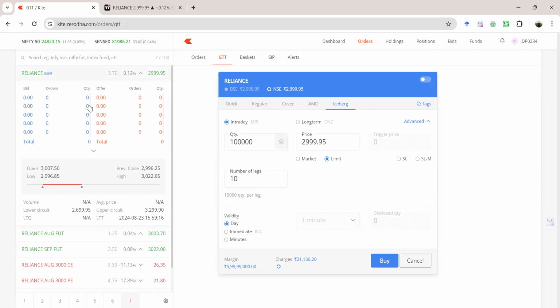Once a huge quantity is visible, people will not try to sell. They will feel that there is big support coming in. Therefore, they will try to buy. Some people will not let the prices come to that level and will start buying before that. That is the thought process.